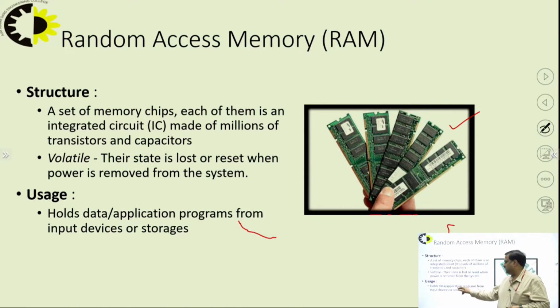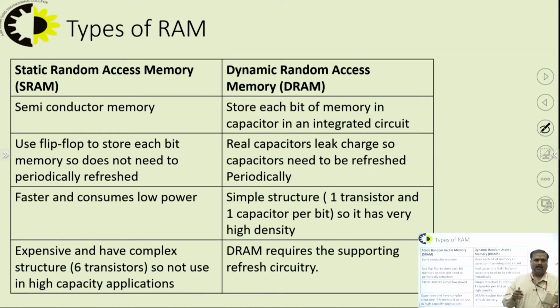It holds the data and application programs from input devices or storage. So the program which is currently being executed will be held by the RAM, or we can say whenever we execute a program, whatever is running inside the computer is always available in the RAM. The types of RAM are static random access memory and dynamic random access memory.